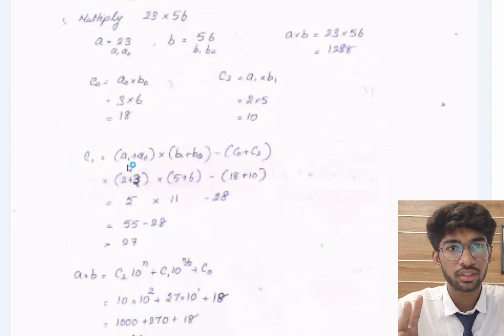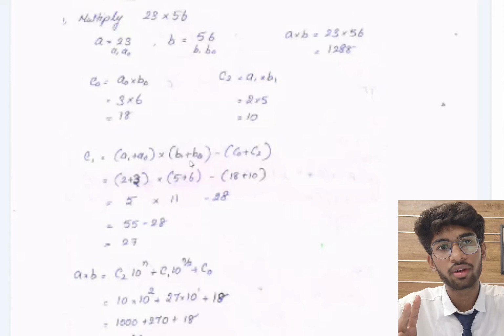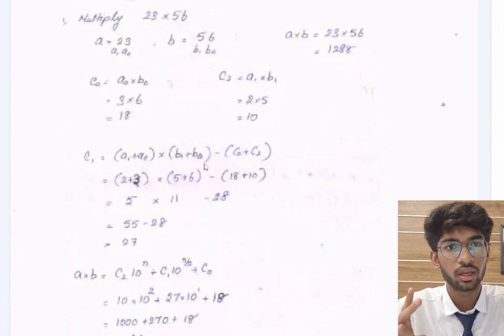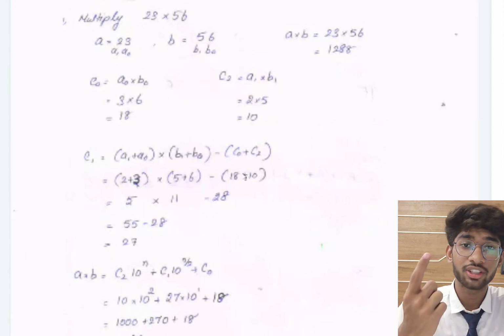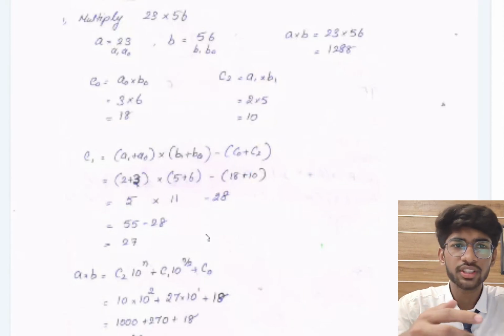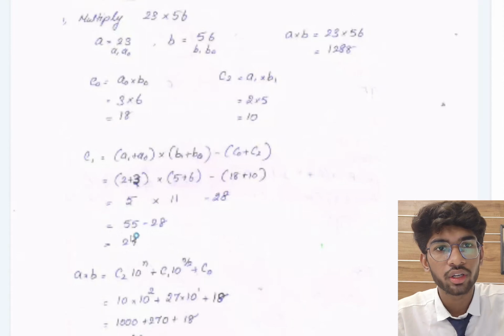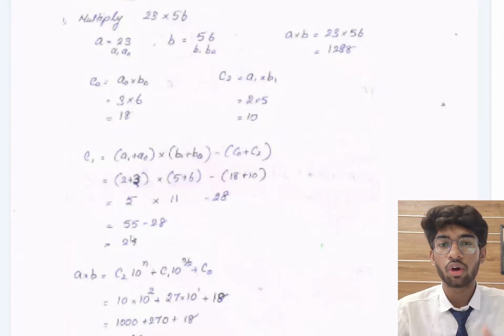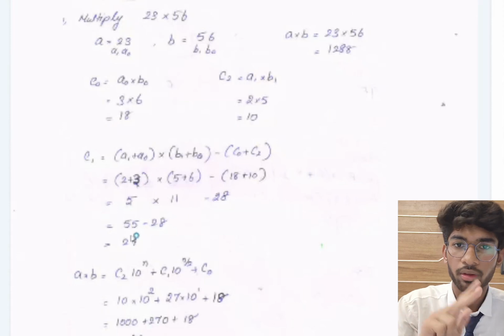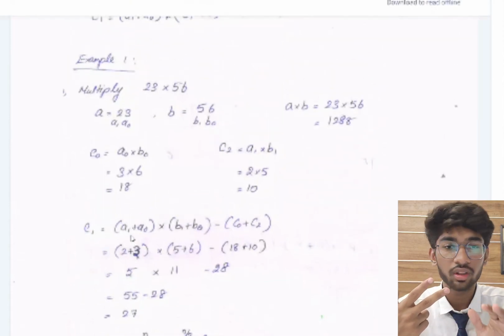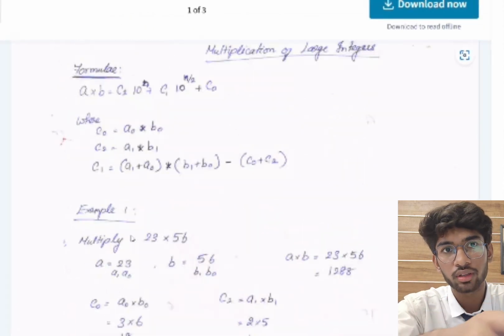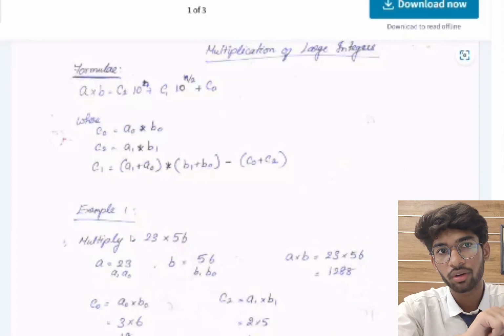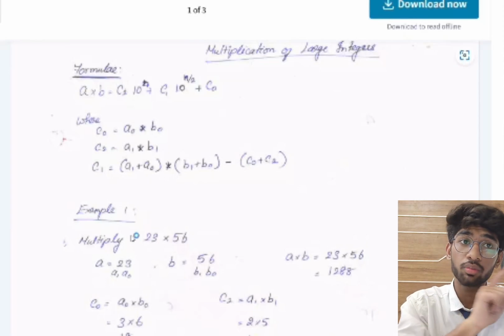Now we have c1 equals a1 plus a0 into b1 plus b0, and we know both the values, minus c0 plus c2, which we just calculated. We substitute the values and get c1 equals 27. Now we know all three values c0, c1 and c2. Now we substitute these values in the equation: c2 into 10 to the power n, plus c1 into 10 to the power n by 2, plus c0.